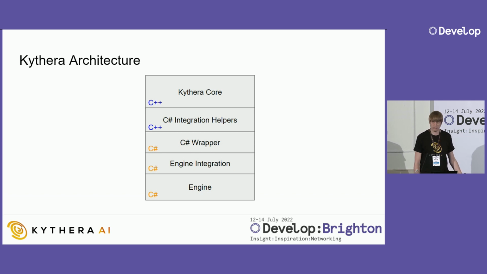C++ has a ton of features, some of them very complex, and they don't really map nicely to C#. So we had to build a few integration helpers, some simple and not so simple functions in C++ to help bridge that gap. On top of that, we have the C# wrapper that actually makes all the Kythera core APIs available to C#-based engines. And then again, we have the engine integration, which should be basically the same as in other C++-based engines. So again, components, bringing data back and forth between the engine and the game, and the Kythera core.